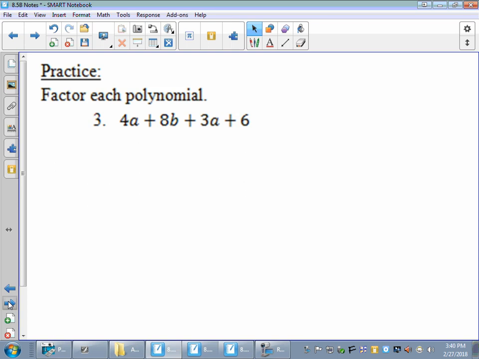Go ahead and look at practice problem number 3. Do me a favor: when I was typing these up, I got a little carried away and forgot to put my b here. So that first term should be 4ab.